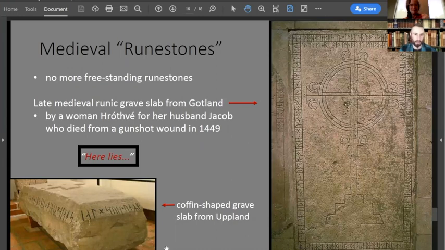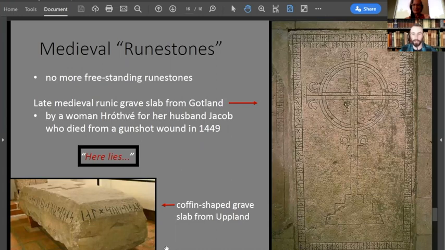And then down here we have this very unusual and interesting coffin-shaped runic grave slab from early 12th century Upland. So there's some overlap with the very latest of the runestones. And this was commissioned by a woman named Kristen for her son Ali. So after about 1500, the Latin alphabet replaces the runes, and that's pretty much it.